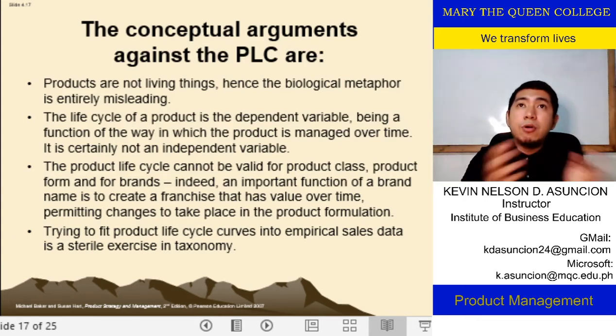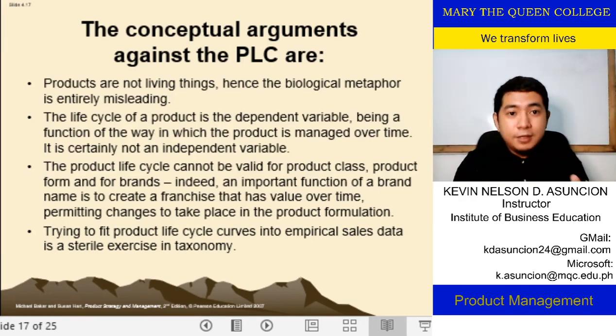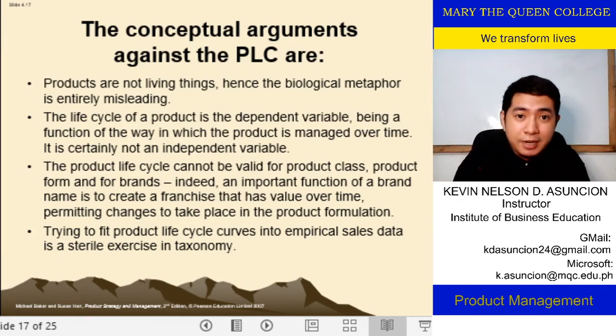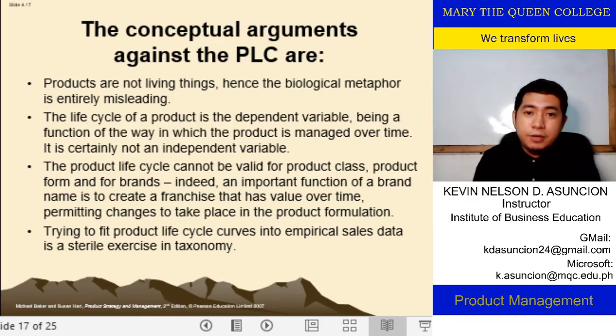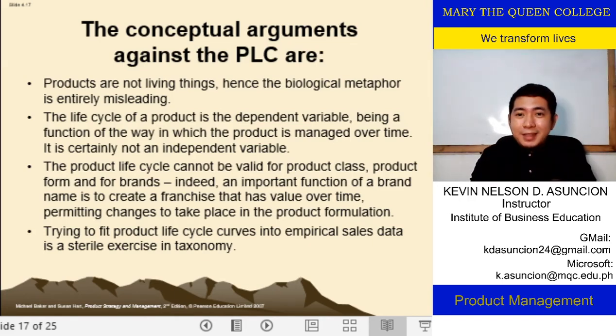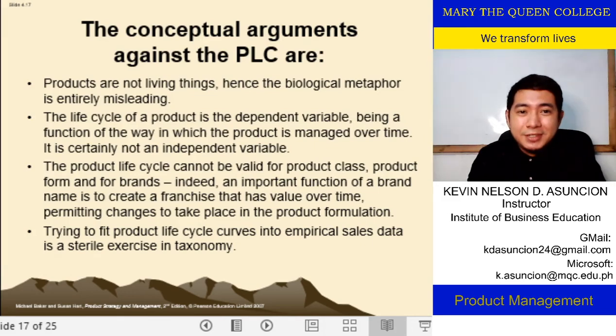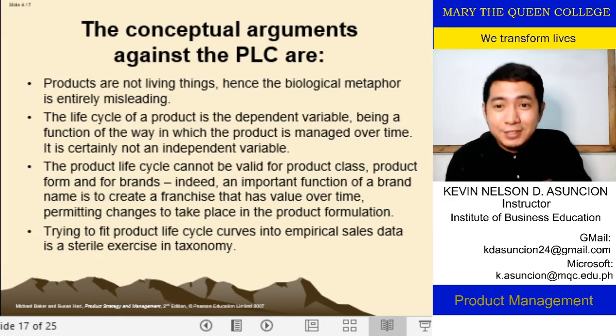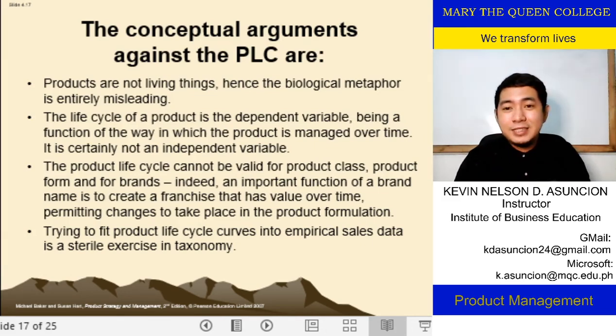Of course, there are more environmental factors that may affect the product life cycle, and even the biological life cycle. So the life cycle of a product is the dependent variable. Dependent variable yung life cycle ng product. Why? Kasi nakadepende siya sa management decision, your decisions. So that's the idea there. So it's not a forecasting tool but a reflecting tool of what is happening.